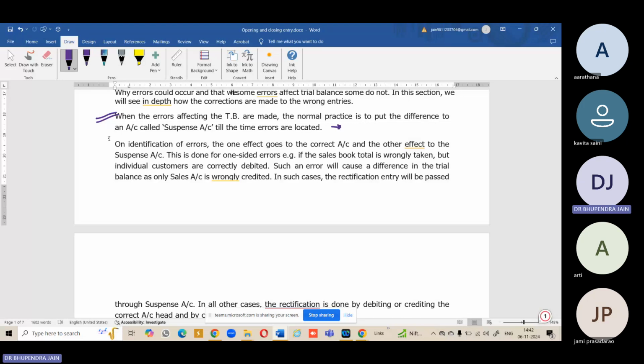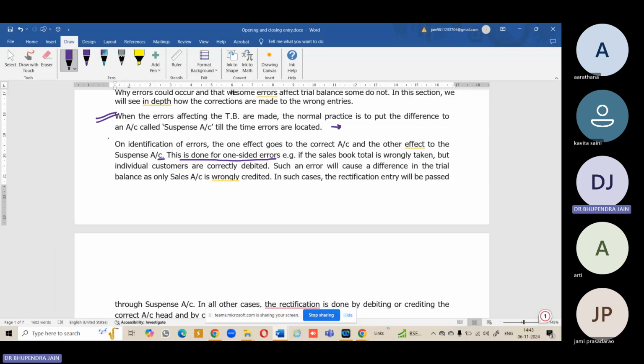On identification of the error, one effect goes to the correct account and the other effect to the suspense account. This is done for a one side error, when we transfer the difference to the suspense account. That means two kinds of errors are possible: number one is the one side error, and number two is the double side error.